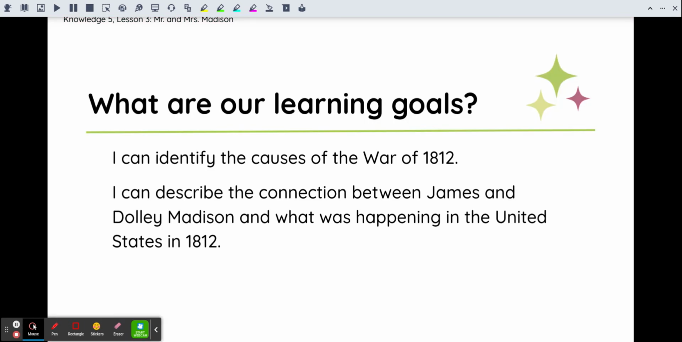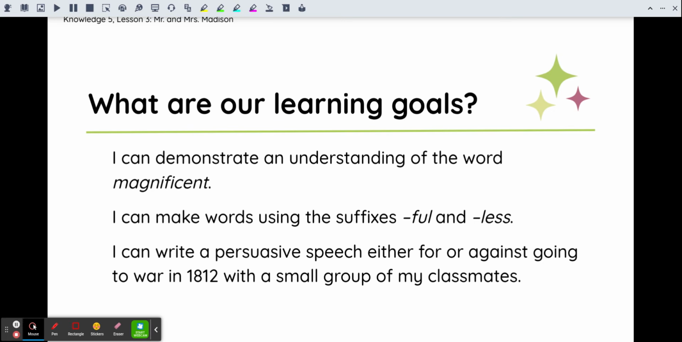What are our learning goals? I can identify the causes of the War of 1812. I can describe the connection between James and Dolly Madison and what was happening in the United States in 1812. I can demonstrate an understanding of the word magnificent. I can make words using the suffixes FUL and LESS. I can write a persuasive speech either for or against going to war in 1812 with a small group of my classmates.